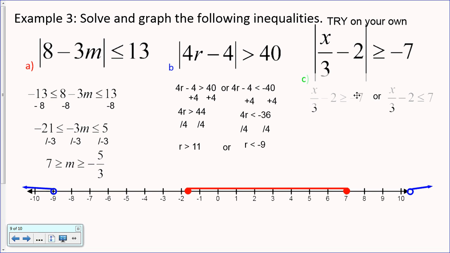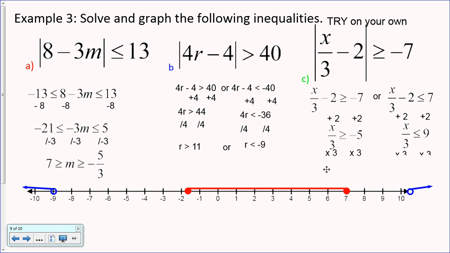Okay, so when you split it up, you should get x divided by 3 minus 2 is greater than or equal to negative 7. Or x divided by 3 minus 2 is less than or equal to positive 7. So you started with a negative here, so it's just the opposite sign, makes it positive. So I go ahead and add 2 to both sides. I'm going to get x divided by 3 is greater than or equal to negative 5. X divided by 3 is less than or equal to 9. Then I multiply both sides by 3 to get rid of that divided by 3 part.